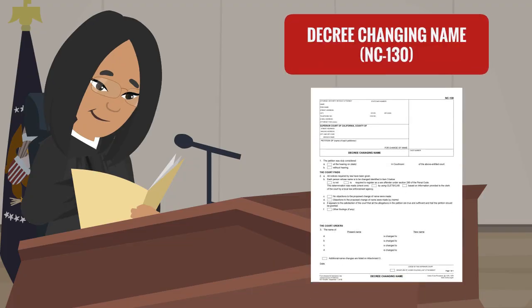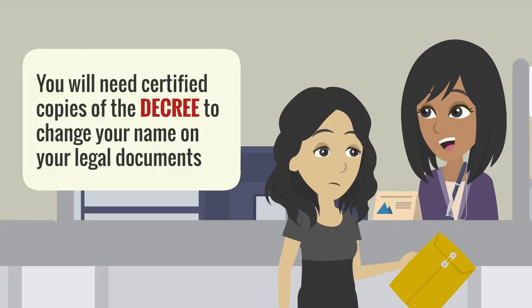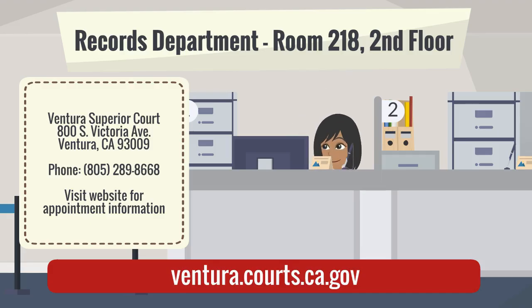If your petition is granted, the judge will sign the decree changing name, Form NC 130. You will need certified copies of the decree to change your name on your birth certificate, Social Security card, passport, and other legal documents. You can get certified copies of the decree from the Records Department of the court. Information on making an appointment with the Records Department is available on the court's website.